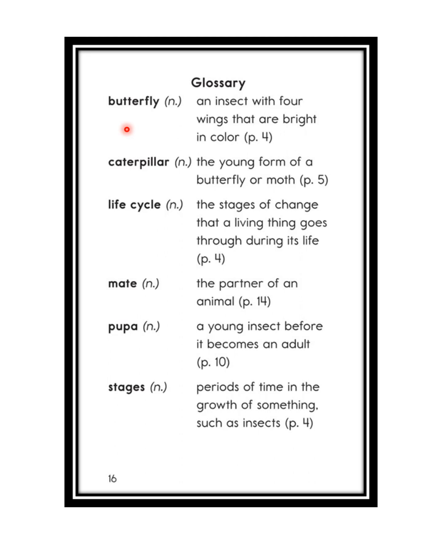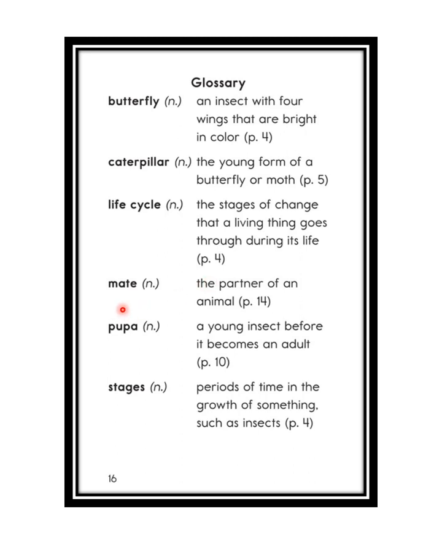A butterfly is an insect with 4 wings that are bright in color. Notice here, boys and girls, it says P4. That means page 4. We're going to find the word butterfly on page 4. The next word is caterpillar. A caterpillar is the young form of a butterfly or moth, and that is on page 5. Life cycle is the stages of change that a living thing goes through during its life. We'll find that topic on page 4.